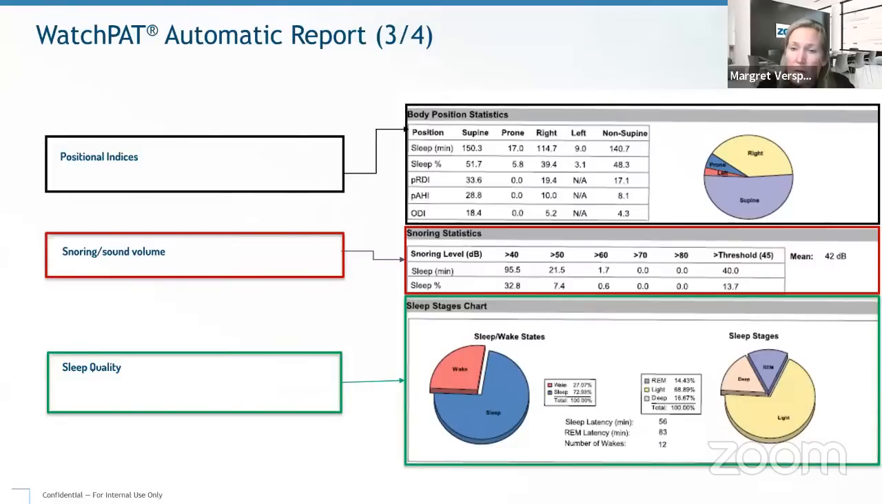Yes, so we can see here, very nicely, how the sleep stages are divided over the night. We can see the sleep latency, so how long it took the patient to fall asleep, the REM latency, so the moment the patient falls asleep till the first REM period, and the number of wakes during the night. So from this report, we have a lot of information.